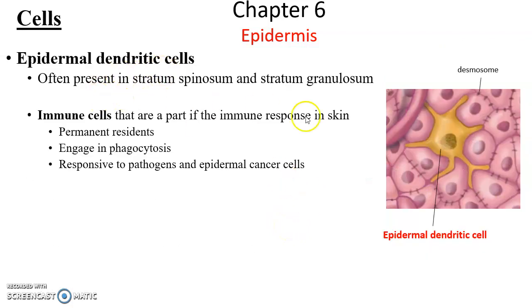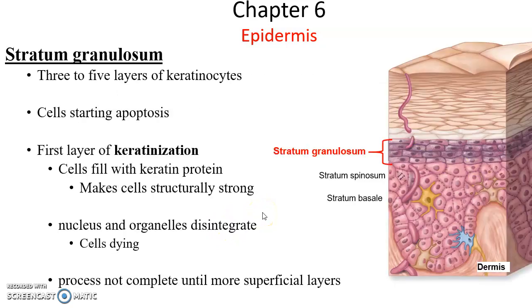The epidermal dendritic cells are a type of phagocytic cell. What they do is they will engulf pathogens or cancerous cells that are found in the stratum spinosum and destroy them. They stay there. They are permanent cells of the epidermis.